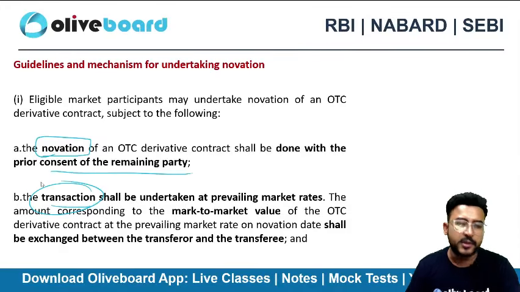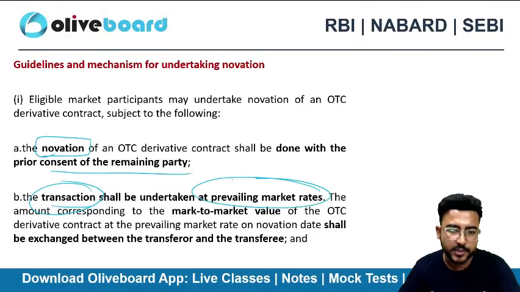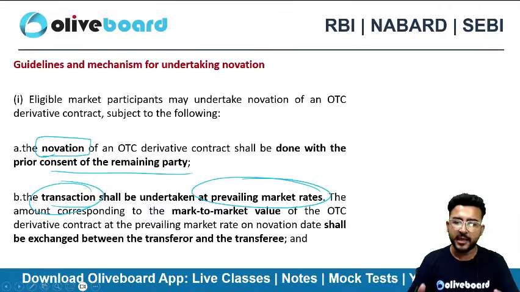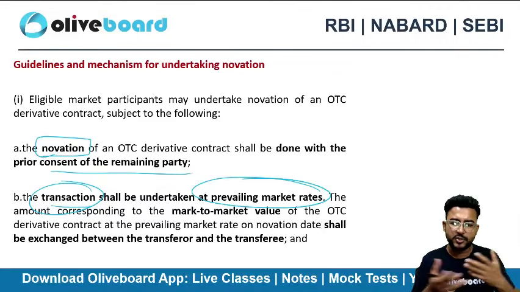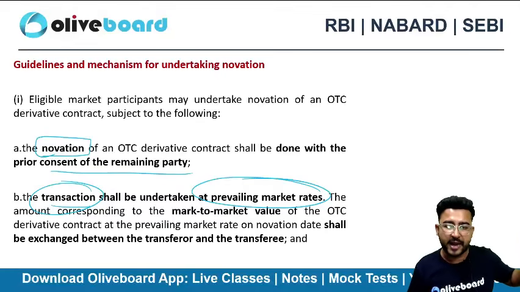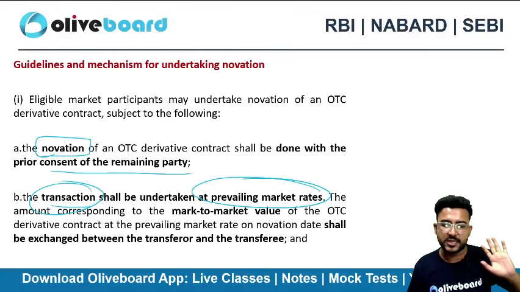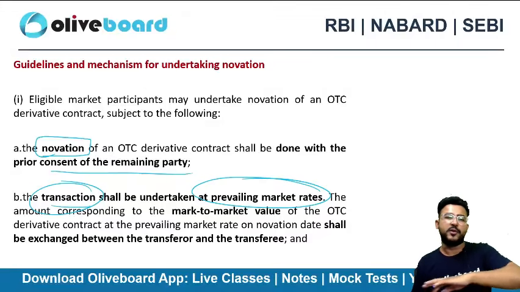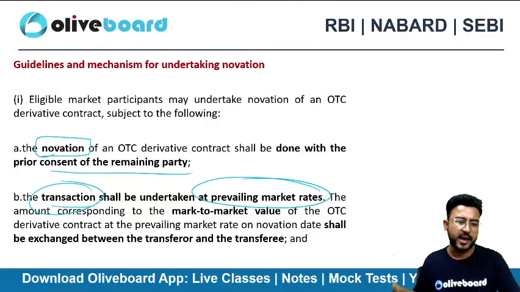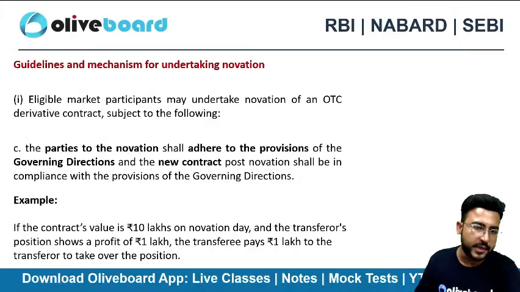Whatever transaction I am doing with Sudarshan should be at the prevailing market rate. Why prevailing market rate? Because there is no actual market rate, because this is an OTC contract. Had it been an exchange contract, there was a real fair market value being traded on the exchange, but this is an over-the-counter contract. That's why whatever prevailing market rate, whatever fair value is there, I'll be doing the contract with Sudarshan, right?